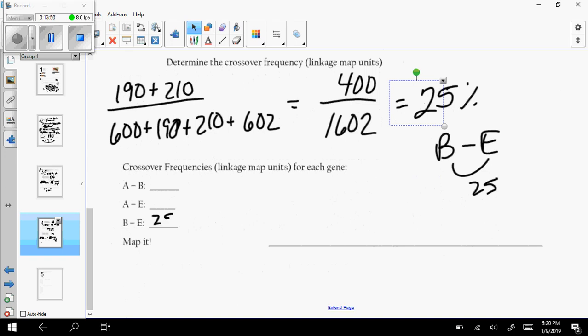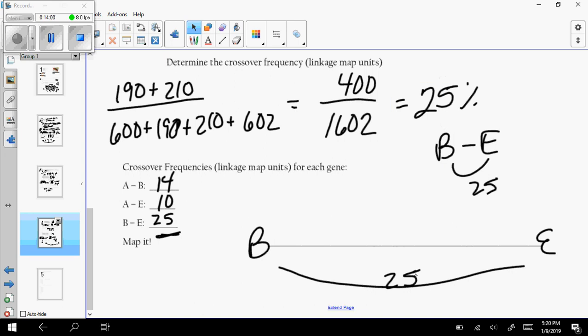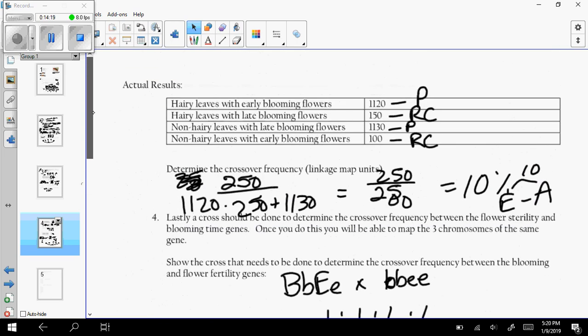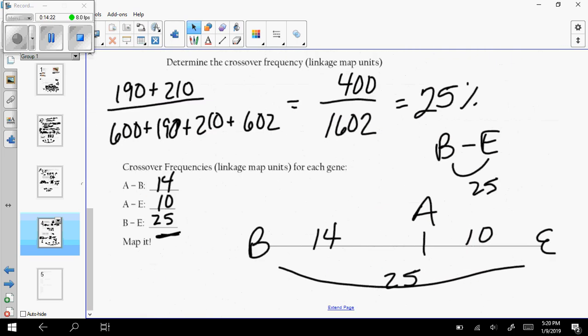So B and E, I got 25 apart. This one I got 14, and this one I got 10. So again, I go for this one that's the furthest apart. B and E are 25 apart. And so A is going to be a little bit closer to E. So the distance here is 10, and the distance here is 14. And 10 and 14 is about 25. It's a little bit short of it, but that is what makes the most sense with what I have been given. So it's pretty cool. I could take these 3 different genes, cross them each with each other until I've done each combination, figure out their frequencies, and then map it.